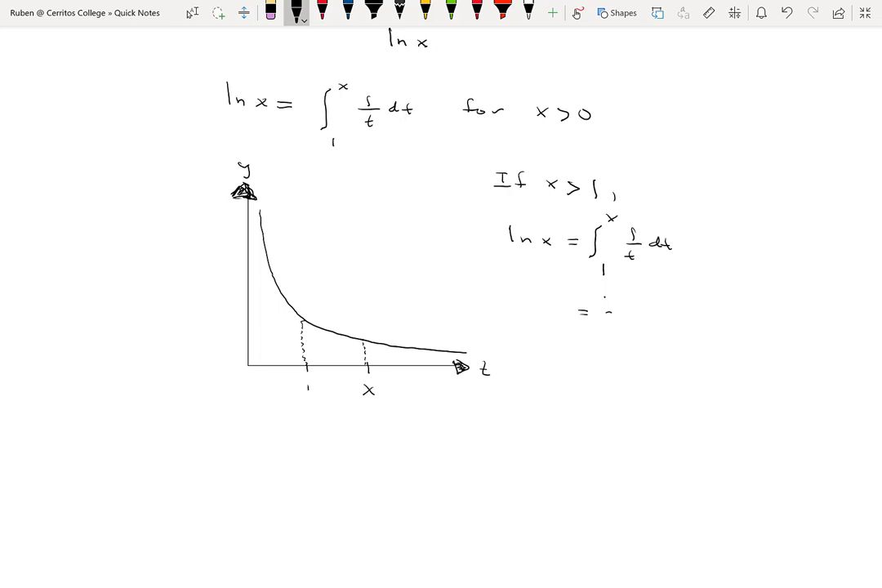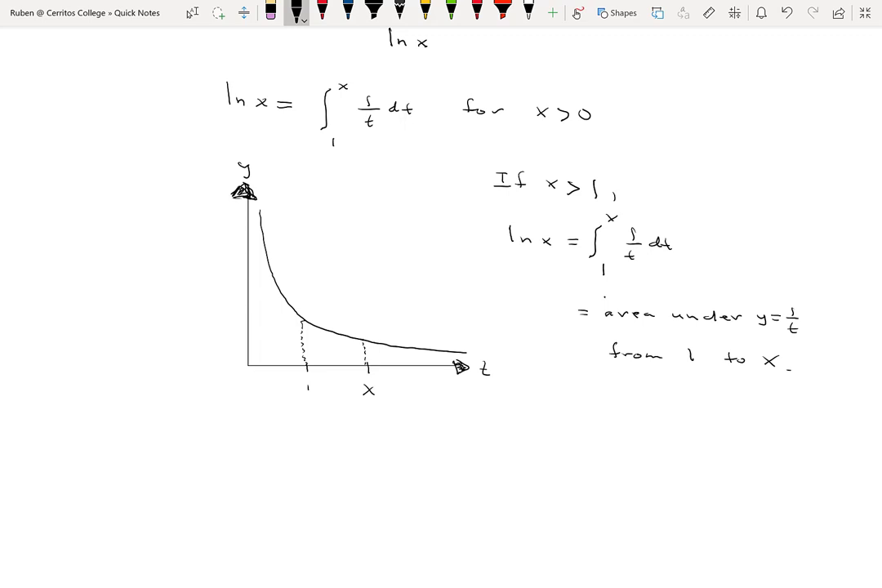under y equals 1 over t, actually, not 1 over x, 1 over t, from the lower limit of integration, 1, to the upper limit of integration, the variable x. Okay? And that's positive. So if x is more than 1, the natural log of x, which is interpreted as area, is greater than 0.